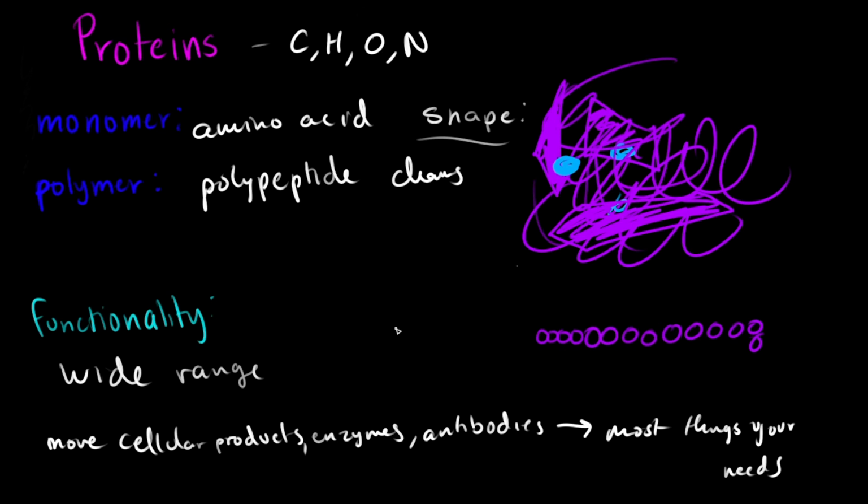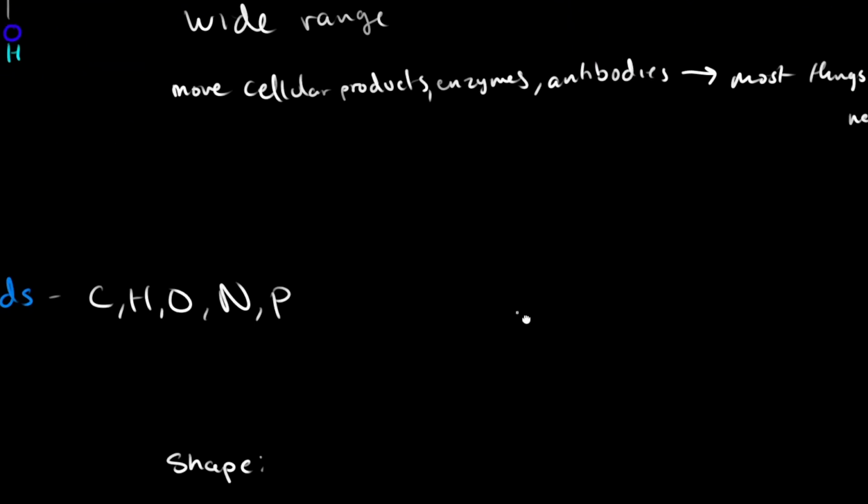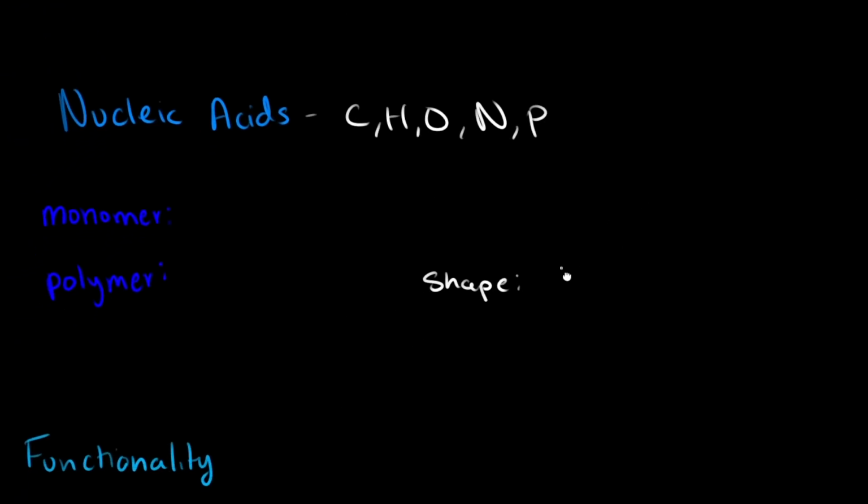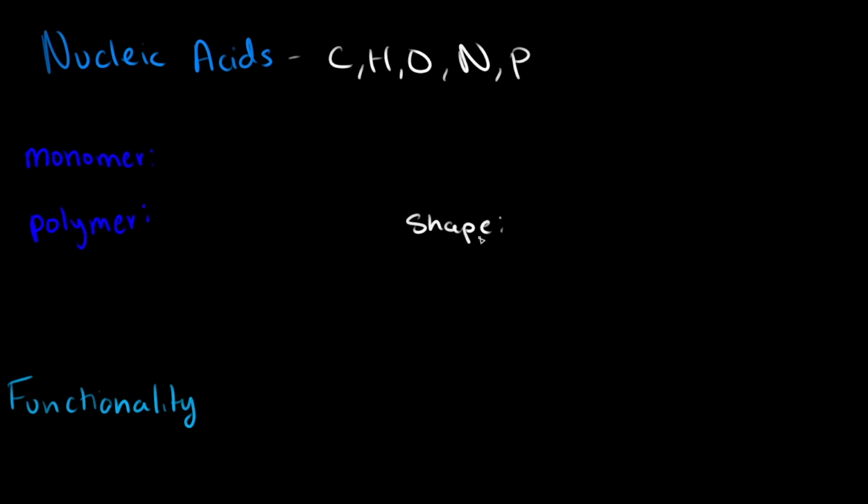But after proteins, we can now move to a very important biomolecule that many of you may not recognize at first, but then recognize later as we move on: the nucleic acid. In addition to what we saw in proteins with carbon, hydrogen, oxygen, and nitrogen, it also contains phosphorus. And the monomer for a nucleic acid is nothing but a nucleotide. And its polymer is, well, a nucleic acid.